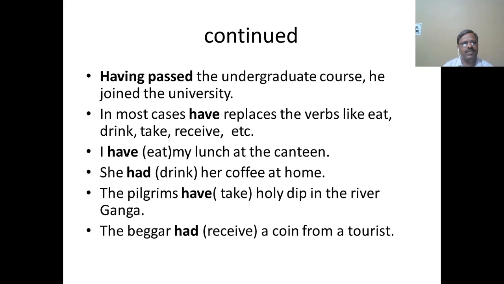For example, I have my lunch at the canteen. We do not say I eat my lunch at the canteen. Instead of using the verb eat, we use the verb have. ಹ್ಯಾವ್ ಅನ್ನು ಬಳಕೆ ಮಾಡ್ತೇವೆ ಈಟ್ ಅನ್ನೋದರ ಸ್ಥಳದಲ್ಲಿ. ಹಾಗಾಗಿ ಈಟ್ ಅನ್ನೋ ವರ್ಬಿನ ಬದಲಾಗಿ ಕೆಲವು ಸೆಂಟೆನ್ಸಸ್ಸಲ್ಲಿ ಅಥವಾ ಕೆಲವು ಈವೆಂಟ್ಸನ್ನು ರೆಫರ್ ಮಾಡಲಿಕ್ಕೆ ವಿ ಯೂಸ್ ದ ವರ್ಬ್ ಹ್ಯಾವ್.